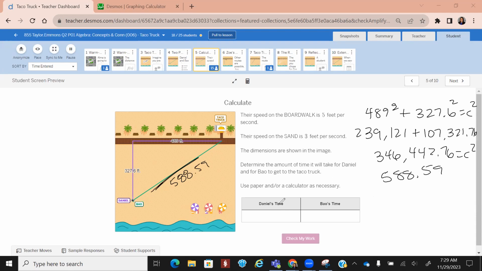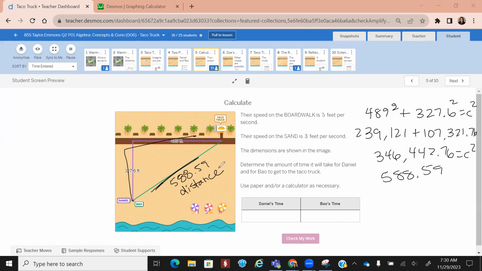Now, if I wanted to find Daniel's time, okay, Daniel is the purple guy. What would I do? He went this way and then he went this way. Say it again. What's up? Good. Yeah. For Bo's distance, because they didn't tell us what the distance was on this. So this is his distance. This is the amount of feet that he's covered. We haven't found his time yet.